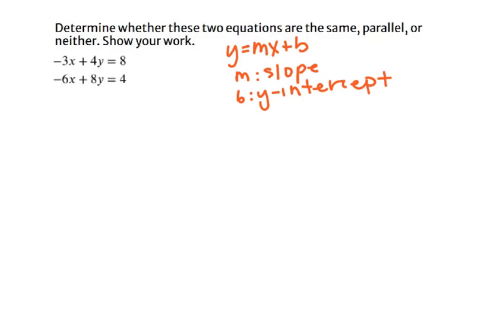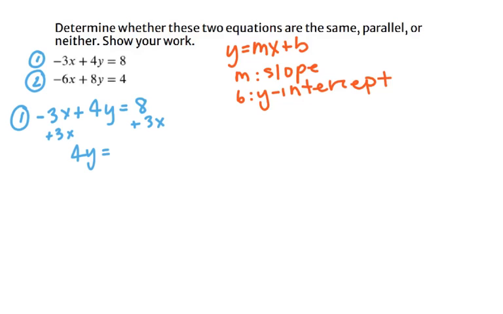When we've written our equation in this form, we can determine whether these two lines have the same slope and the same y-intercept. To write these equations in slope-intercept form, we first want to isolate our y value. I'm going to label these as equations 1 and 2, and we're going to start with equation 1. We have negative 3x plus 4y equals 8. The first step to isolating our y value is to add 3x to both sides. So we get 4y equals 3x plus 8.